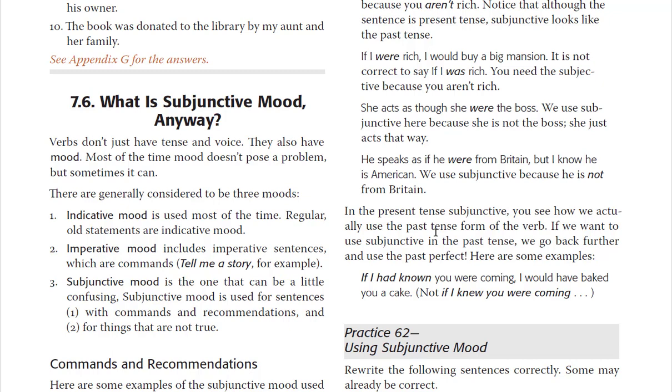Subjunctive mood is used a lot in other languages, like Spanish or French. The subjunctive mood in French and Spanish is used to indicate extreme emotion, something you really, really want. But in English, subjunctive mood is used with commands and recommendations and for things that are not true.